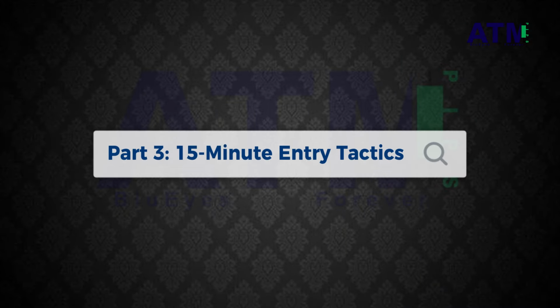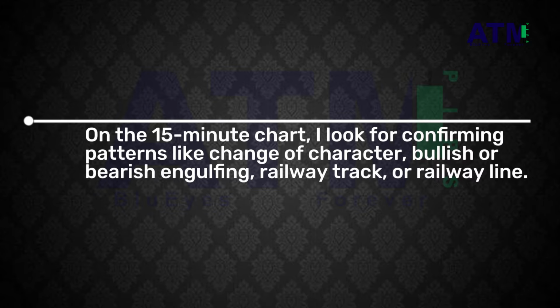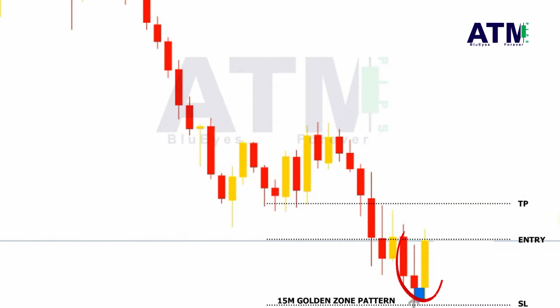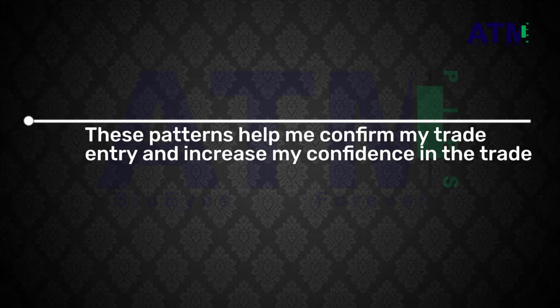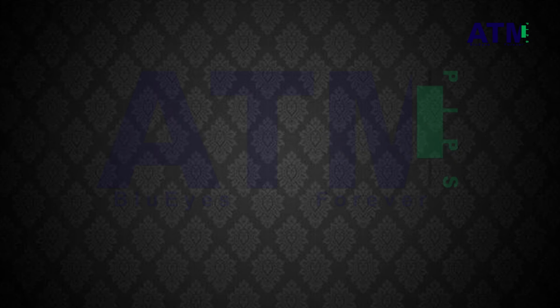On the 1 hour chart, I look for engulfing patterns such as bullish or bearish engulfing. On the 15 minutes chart, I look for confirmation patterns like change of character, bullish or bearish engulfing, railway track or railway line. These patterns help me confirm my trade entry and increase my confidence in the trade.